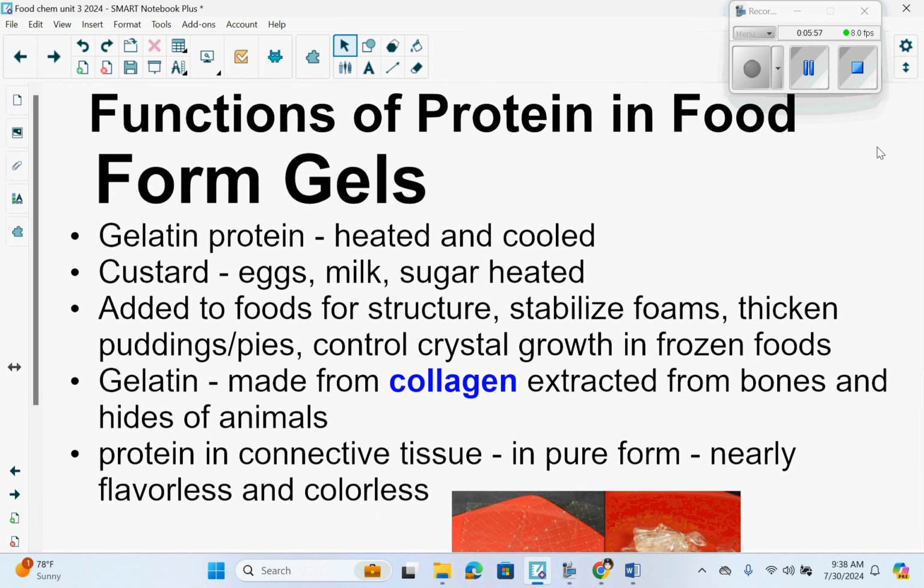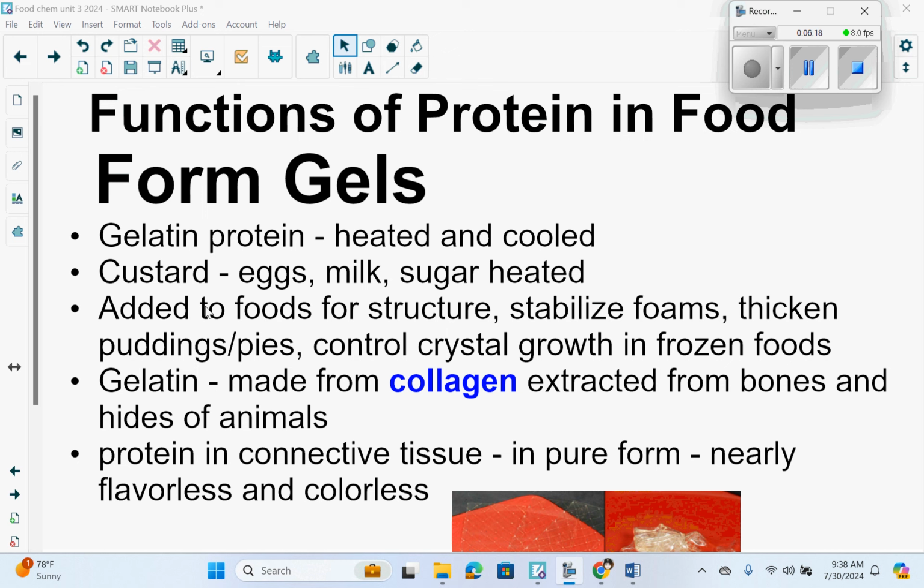Functions of protein in food: they can form gels. Gelatin protein can be heated and cooled. Custard is in eggs, milk, and you also have sugar in there. You heat them together. So these two are foods that you can actually eat, and these are types of gels.